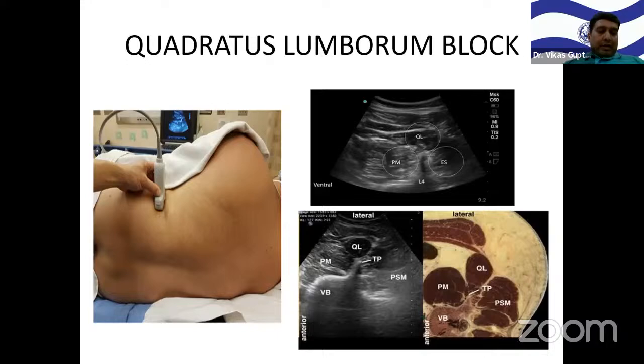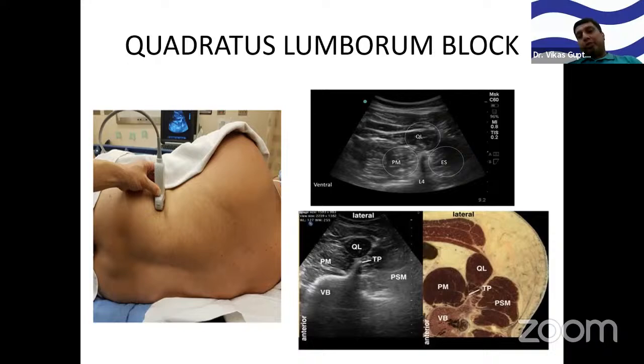First, the quadratus lumborum block. It is a block for the posterior abdominal wall. It is also an interfascial plane block because we are giving local anesthetic in the thoracolumbar fascia, which is a posterior extension of the abdominal wall muscles, and it will encompass the back muscles like psoas major, quadratus lumborum, erector spinae. The thoracolumbar fascia extends posteriorly and connects with the lumbar paravertebral regions.